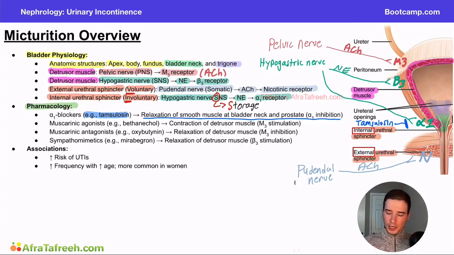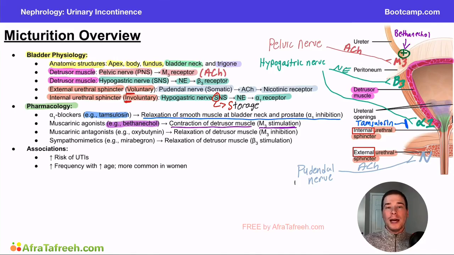Another important medication they like you to know about includes muscarinic agonists. The most commonly tested one is going to be bethanechol, and this is going to deal with M3 receptor stimulation, ultimately resulting in contraction of the detrusor muscle. So remember, if we stimulate the M3 receptor, we're going to get contraction of the bladder. So what kind of things might this be useful for? That's right. Anything that causes urinary retention, right?